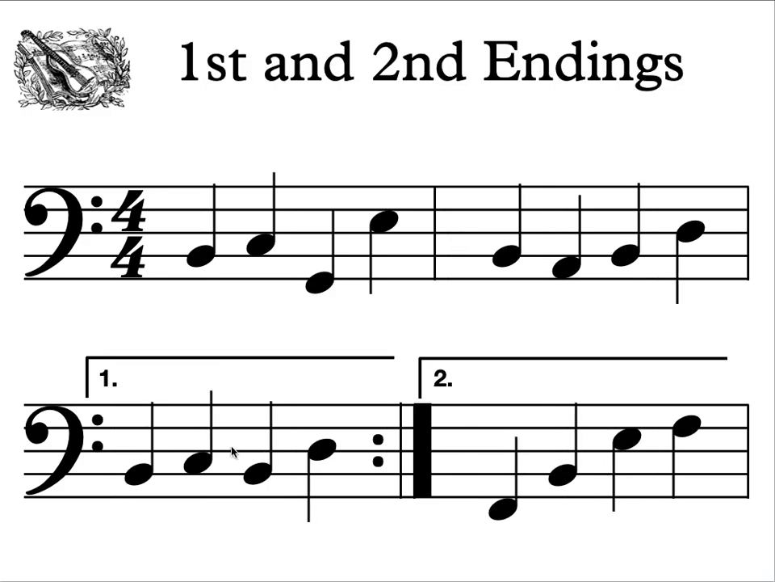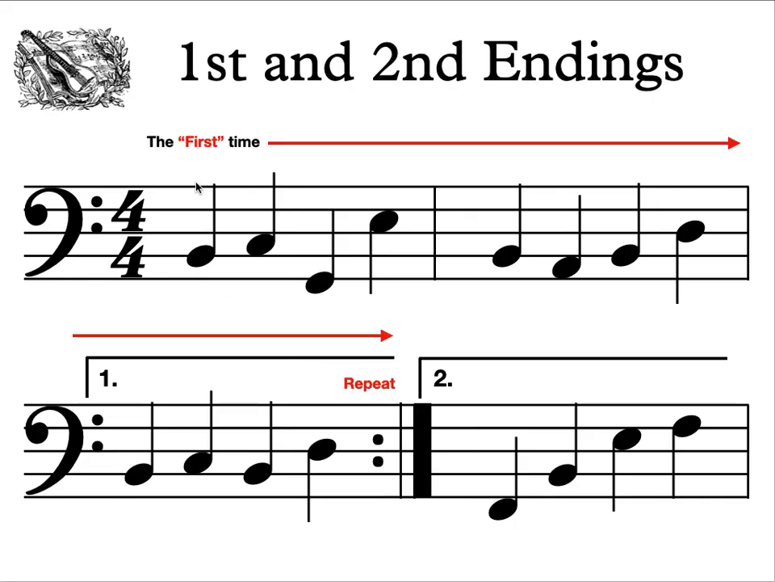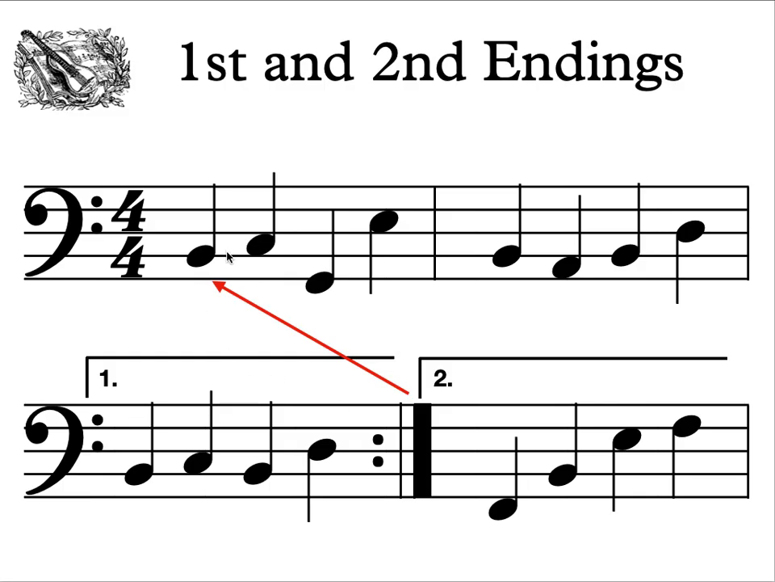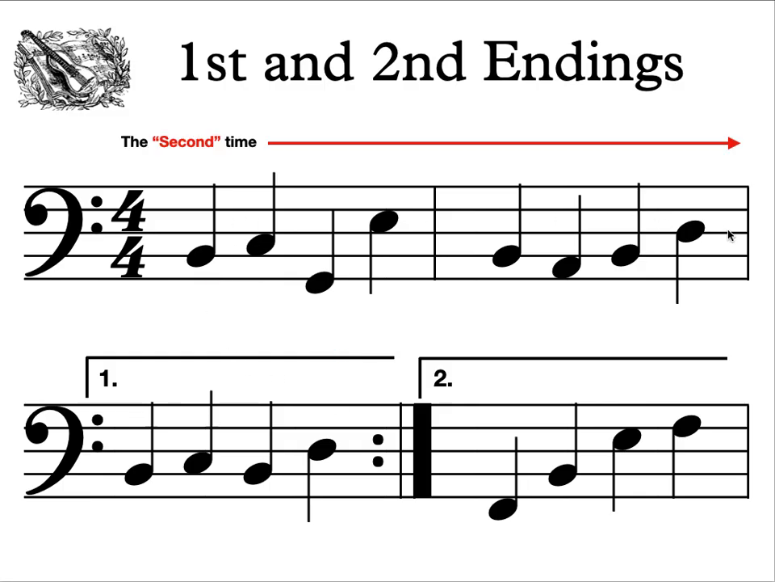Okay, now we have a first ending and a second ending. So it means we're going to have similar material, but different parts of it will change. The first time you're going to play this whole section to the end of the first ending. Then you go back to the beginning, play this section, but since you've already played the first ending, you're going to skip it this time and go straight to the second ending.